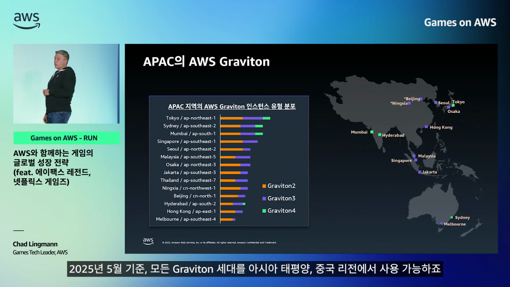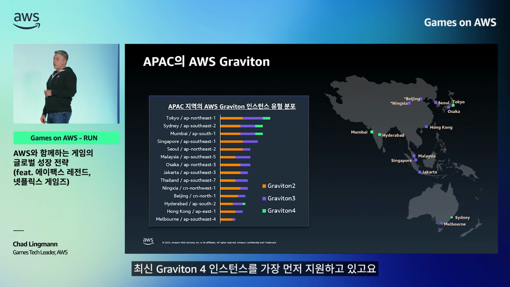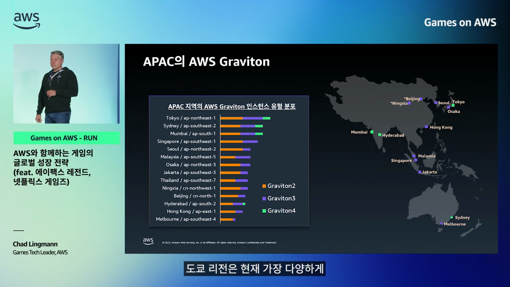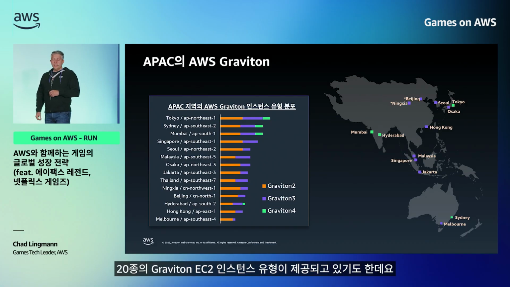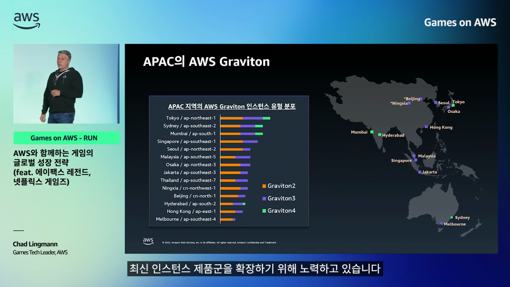Now, as of May 2025, all current generations of Graviton are available across the APAC and China regions. Four regions lead the expansion with support for our latest Graviton 4 instances: Tokyo, Sydney, Mumbai, and Hyderabad. The largest variety of Graviton instances exists today in Tokyo, with 20 different Graviton EC2 instance types available. And we're working diligently to continue bringing the newest instance families to more regions in the coming months.